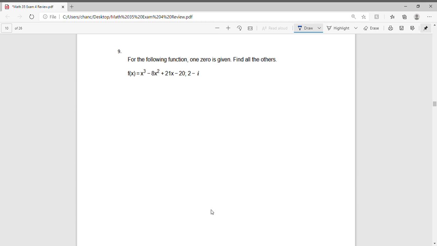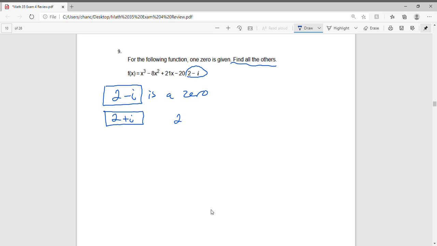Question 9. For the following function, 1 zero is given. Find all the other zeros. We have f of x equals x cubed minus 8x squared plus 21x minus 20. And we're given that 2 minus i is a 0. If 2 minus i is a 0, that also implies that the conjugate 2 plus i is also a 0. This is going to be a difficult problem because we'll have to use synthetic division with a complex number.